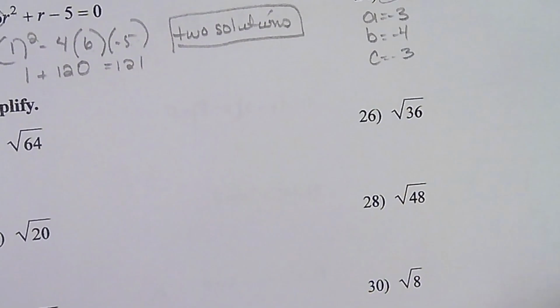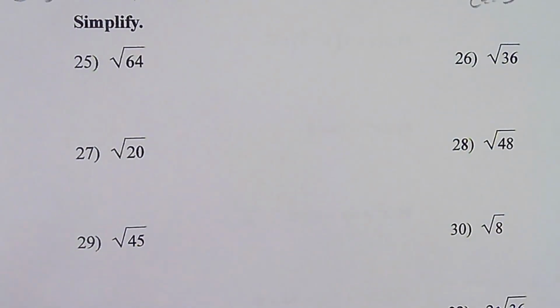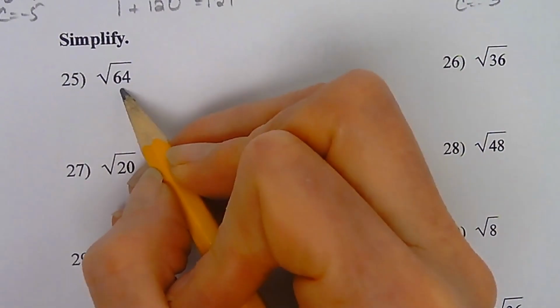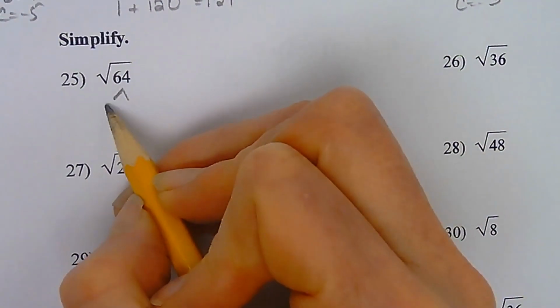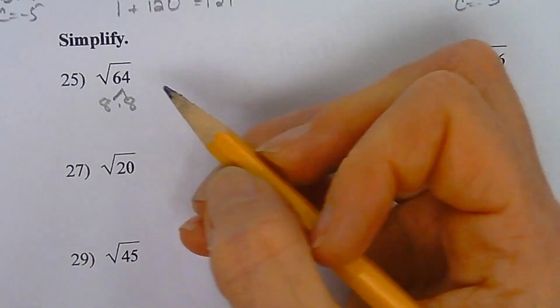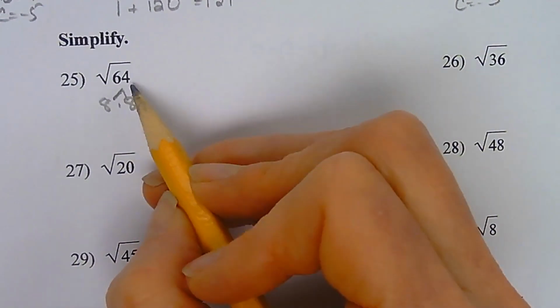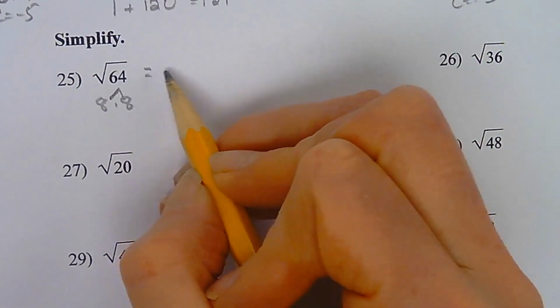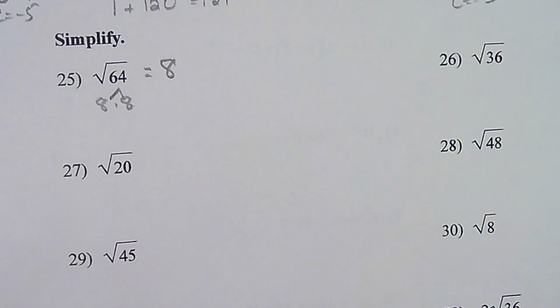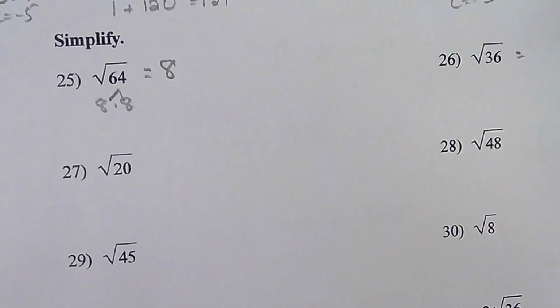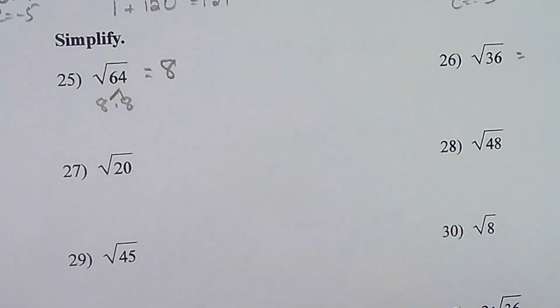Okay, simplifying some radicals. Some more practice. Remember, breaking them down into their prime factors first. 64 is 8 times 8. Oh, wait a minute. I can take out one of those pairs right off the bat. It's a perfect square. So that's equal to 8. The square root of 36? Well, I'll let you figure that one out.